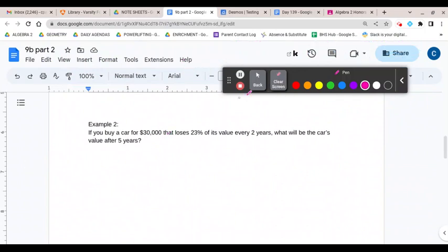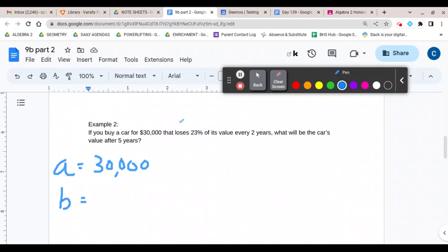We buy a car for $30,000 that loses 23% of its value every 2 years. What will be the car's value after 5 years? All right. So our A value, 30,000. B value. Our B value, again, so we lose 23% of our value every 2 years.